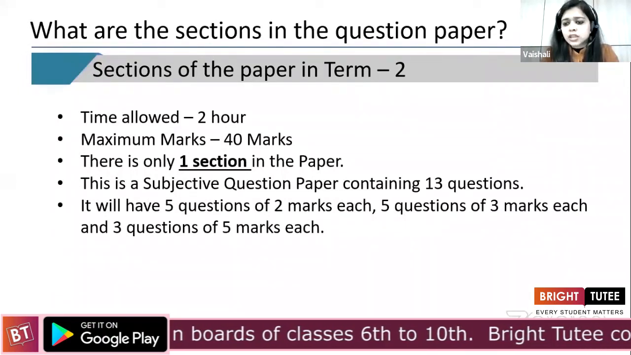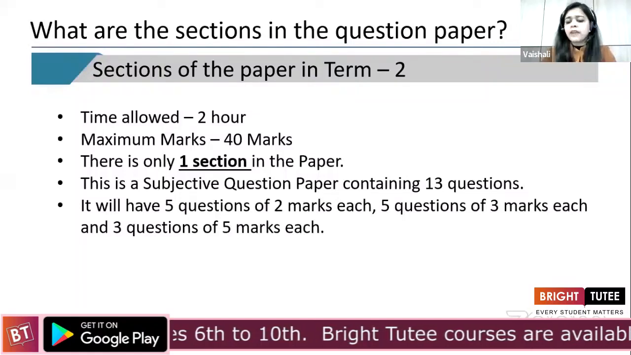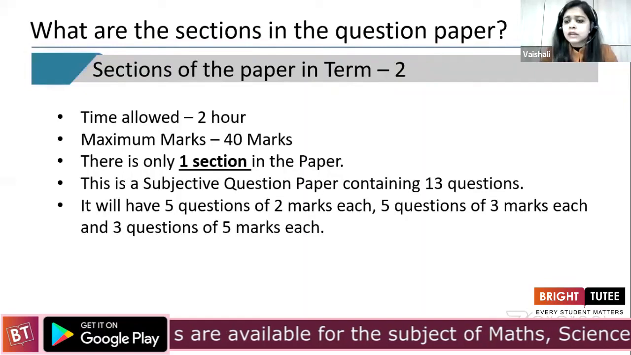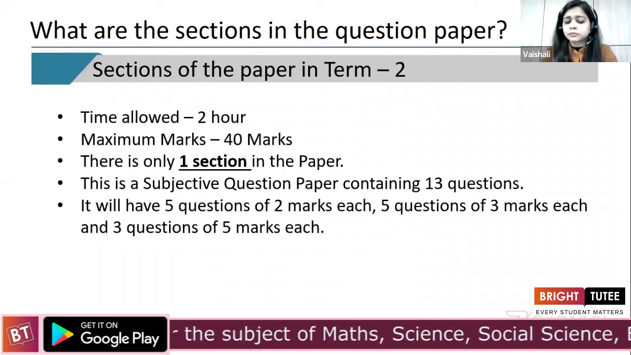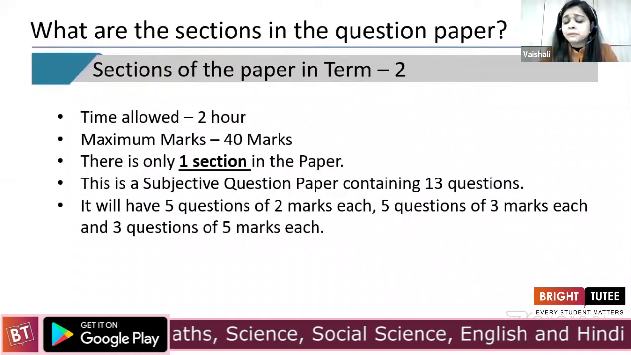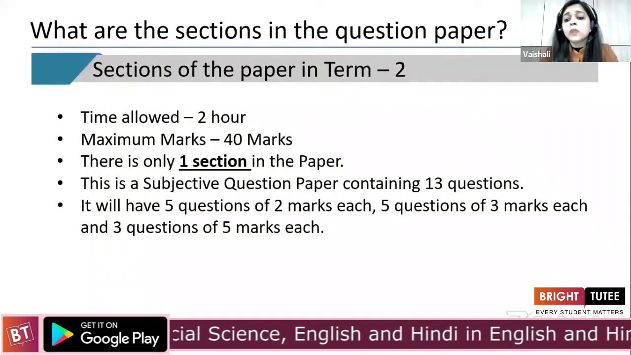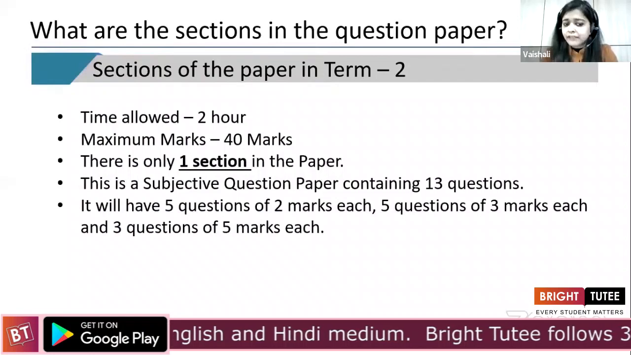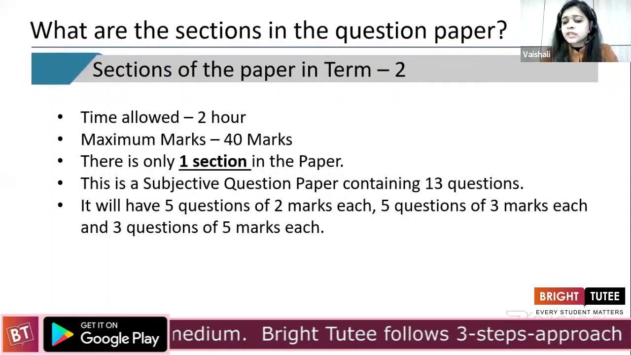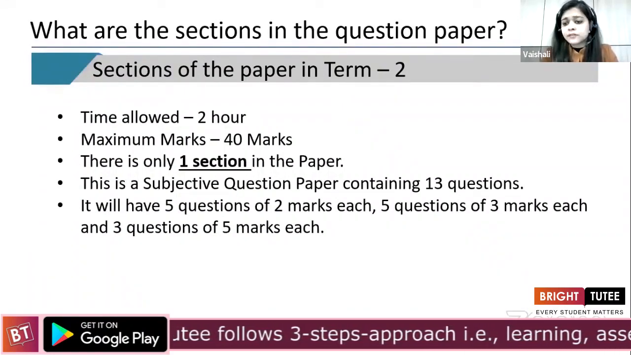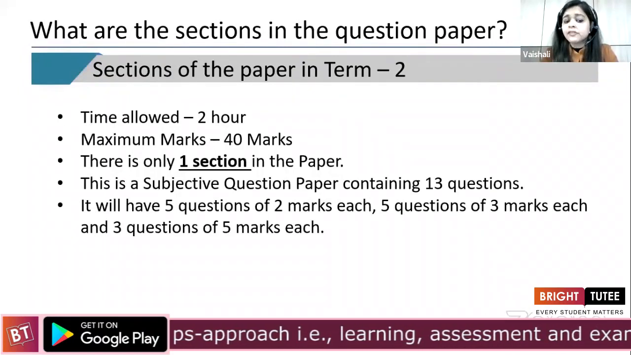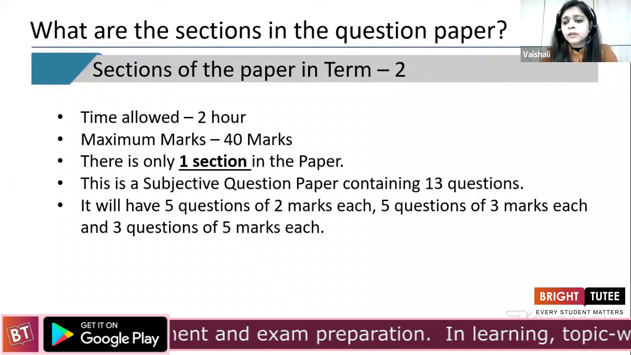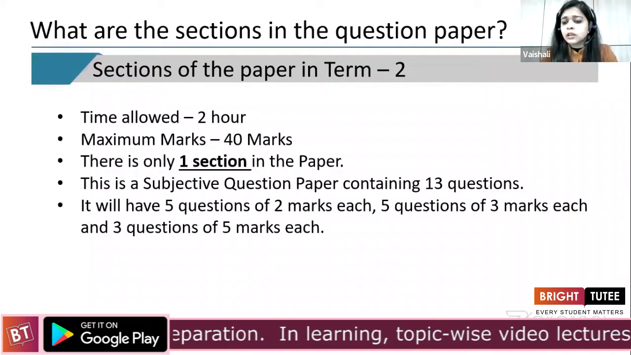There's only one section in the paper. So there is no bifurcation between macro and Indian economy as such. It is a wholly mixed paper. It is a subjective paper containing 13 questions. It will have 5 questions of 2 marks, 5 into 2, 10. 5 questions of 3 marks, 5 into 3, 15. 10 plus 15, 25. And 3 questions of 5 marks, that is again 15 marks. So 25 plus 15, 40 marks. This is how the division is.